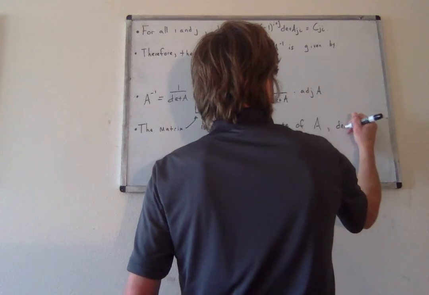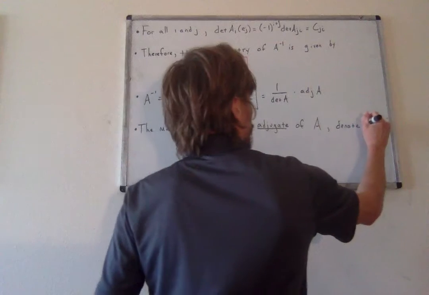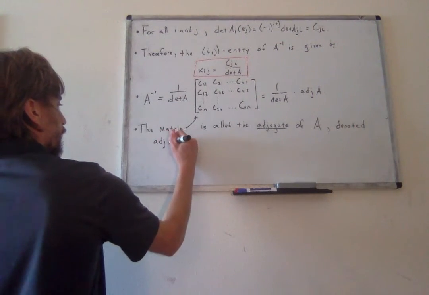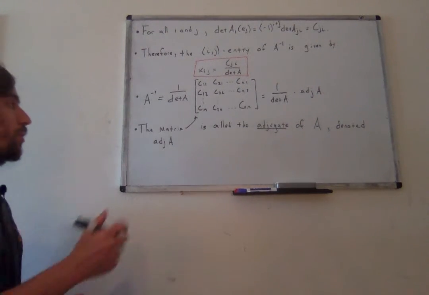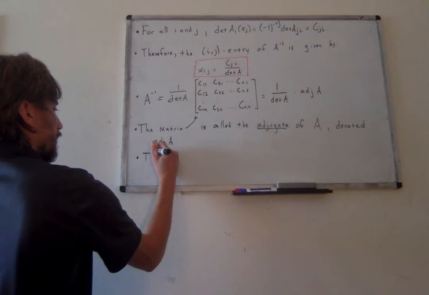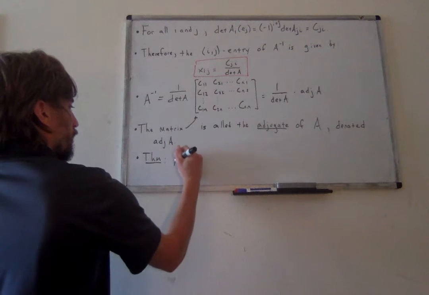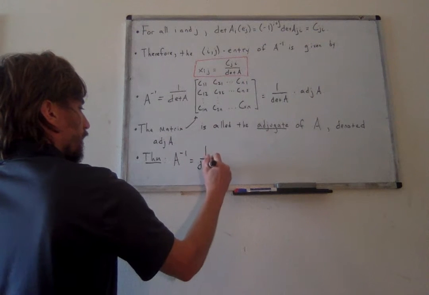And we denote it just like I did here, adj of A. And so we get this nice theorem then, which we've sort of already stated, but we'll state again just to definitively define it as a theorem.